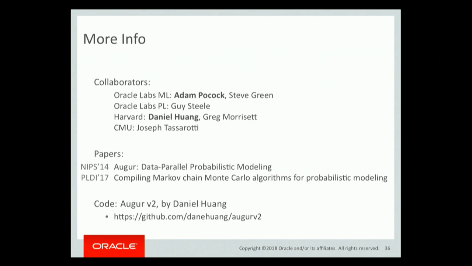We worked with Guy Steele, one of the guys from Common Lisp, who was interested in this. We worked with people from Harvard, Daniel Huang, who actually did a lot of this work, with Greg Morrisett, and finally, Joe Tassarotti, who was at CMU. We wrote two papers about this work. One was at NIPS 2014, one at PLDI. I guess we did this early enough that it was reasonably easy to write papers and publish them.